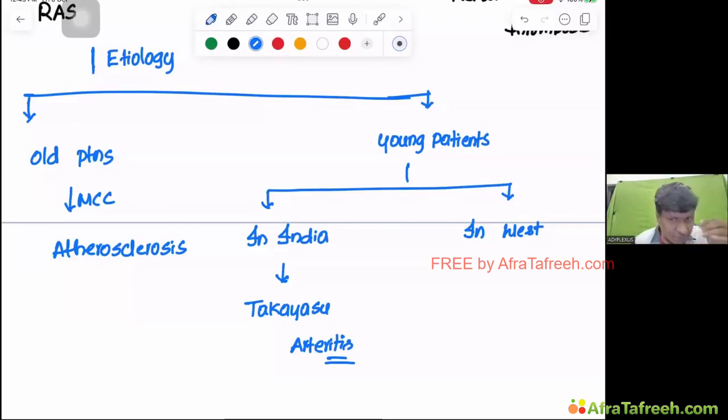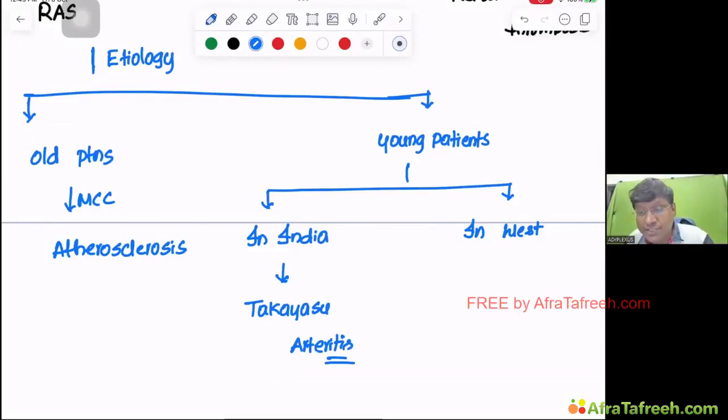Apart from Takayasu, what are the other conditions? Very good. Coarctation. But where should that coarctation be? Very good. So proximal to the left subclavian artery, right? Not distal. If it is distal to the left subclavian artery, you have a difference in the pressures between upper limbs and lower limbs. But if the coarctation is proximal to the left subclavian, then only you will have a difference in blood pressure between both the upper limbs.